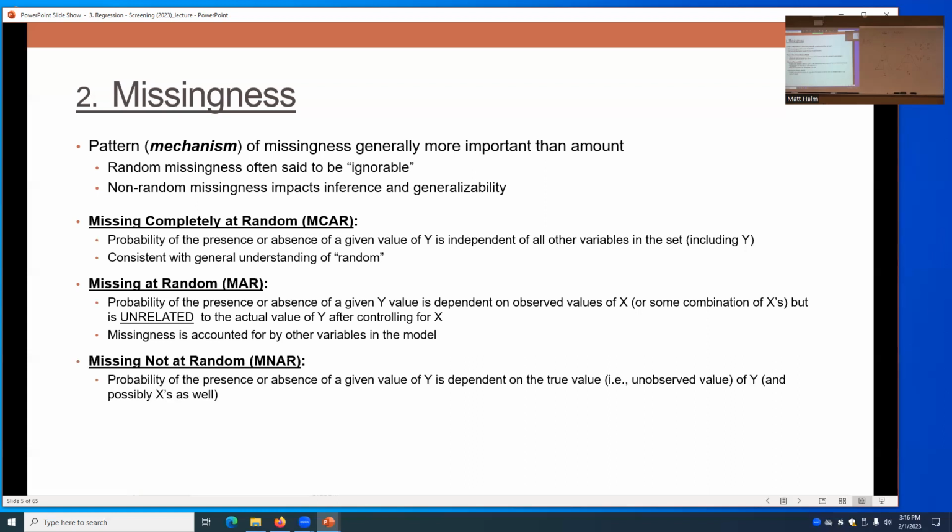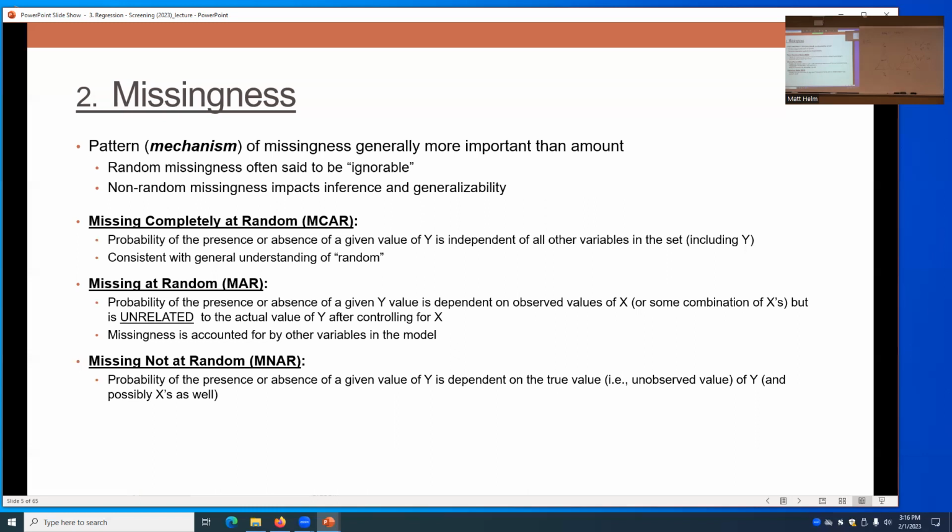Our last option is missing not at random. We're saying the probability of the presence or absence of a given value of Y is dependent on the true value of Y, and then maybe on X's as well. So I've got some set of data where I'm systematically missing people who are high on neuroticism, but I don't have any other X value that would predict neuroticism. So what I've got is non-random missingness where I'm systematically losing people with higher values. People with higher values of neuroticism are more likely to be missing data than people lower in neuroticism, but I don't have any way to account for that or predict that. I might suspect it, but I don't know.